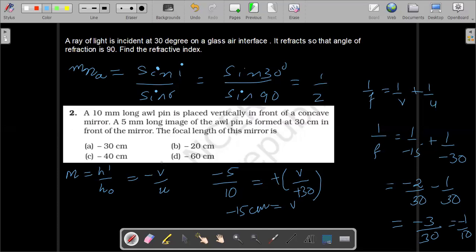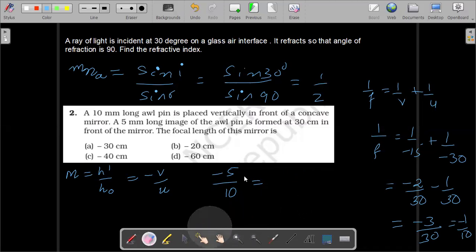Okay, got this answer? I think where are we going wrong? Negative 15, everywhere it seems to be correct. So why is it wrong? Focal length we are getting is negative 10 centimeter. Sir, the options can be wrong. Oh, just 1 minute. A 5 mm long image of the all pin is formed at 30 centimeter. So image distance is given as 30 centimeter.